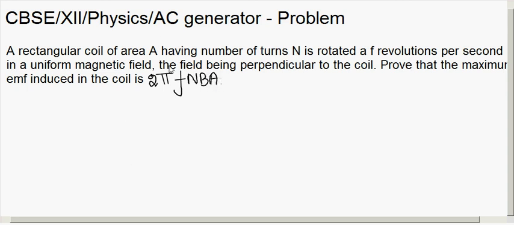A rectangular coil of area A having number of turns n is rotated at f revolutions per second in a uniform magnetic field B. The field being perpendicular to the coil. Prove that the maximum EMF induced in the coil is 2 pi f NBA.